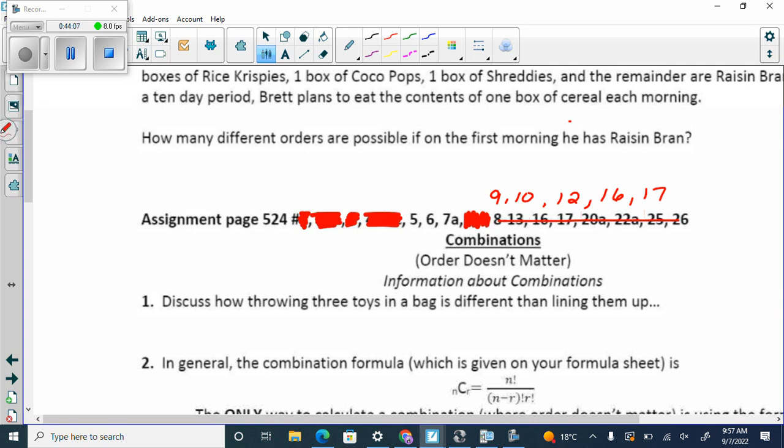So 5, 6, 7, 8, 9, 12, 16, 17. I'm trying to stick to 8 to 10 questions max today, trying to get you to do things, and then trying to do a bit more during your notes. So I am making you practice ones during your notes too.